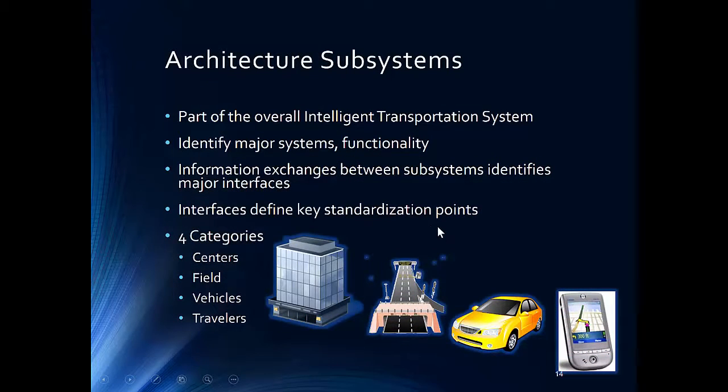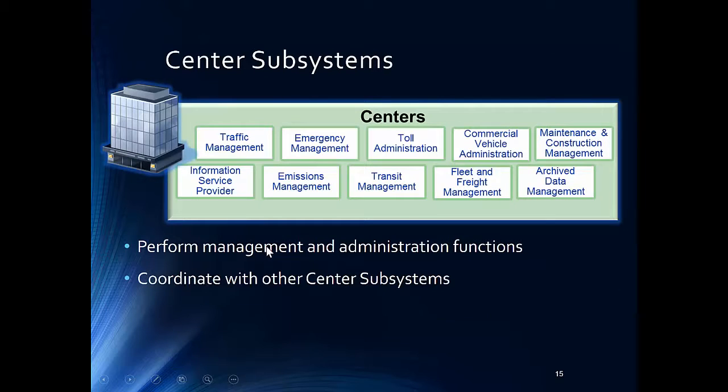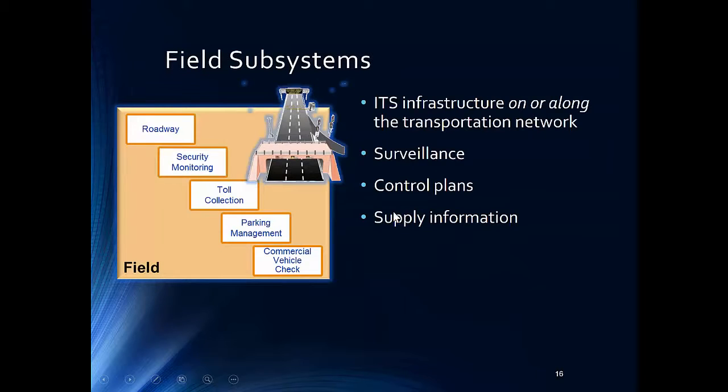Architecture subsystems basically identify major systems and functionality, and typically these subsystems are centers, field devices, the vehicles themselves, or travelers themselves. These are the individual pieces of ITS, you could say. And within a center subsystem, there are different types. There are transit management centers, toll administration centers, etc. So in many cases, one of the challenges with ITS is for these systems or subsystems to work together.